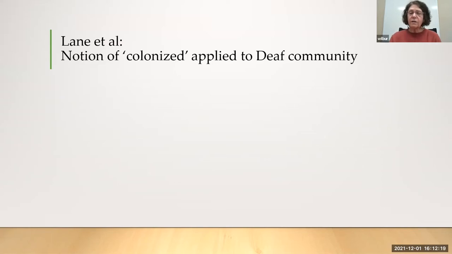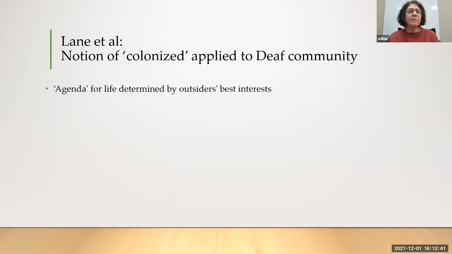They also argued that the notion of colonized applies to the deaf community. We think of colonized as something that happens to countries when other countries take over, but they actually think of this with respect to the deaf community as well. So for example, the agenda for life is determined by outsiders' best interests rather than what is best for the individual members of the community. The outsiders have the dominant roles.